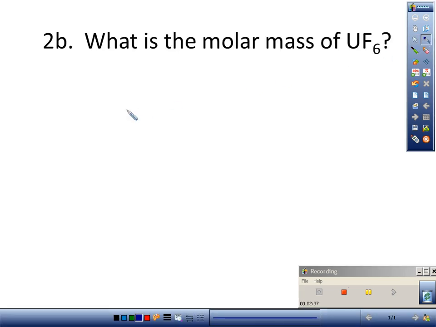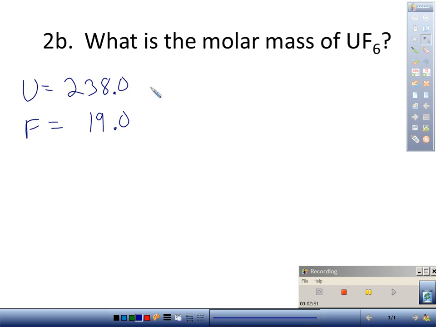So the molar mass of this guy, I look up uranium, I look up fluorine, let's round it to tenths. Okay, there's 1 uranium and 6 fluorines. So I multiply across. And I add down.